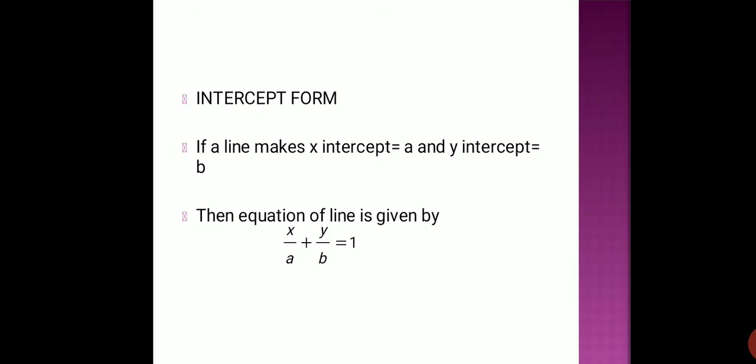Now the intercept form. What is the difference? There we were given slope and intercept, these two quantities. Now in this situation we will know the two intercepts together, x-intercept as well as y-intercept. If a line makes x-intercept A and y-intercept B, then its equation will be given by x/A + y/B = 1. What is A? It's the x-intercept. So x upon x-intercept plus y upon y-intercept is equal to 1.